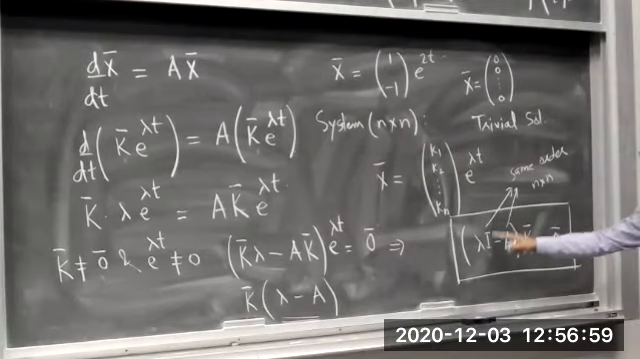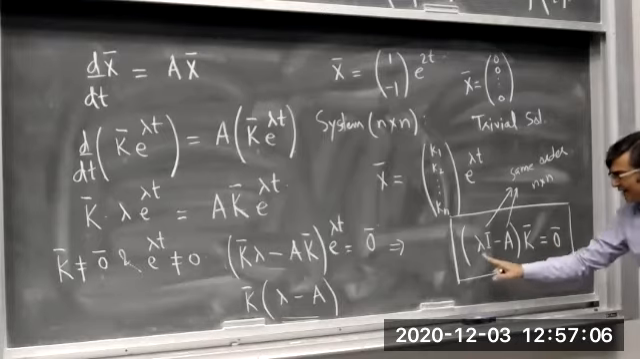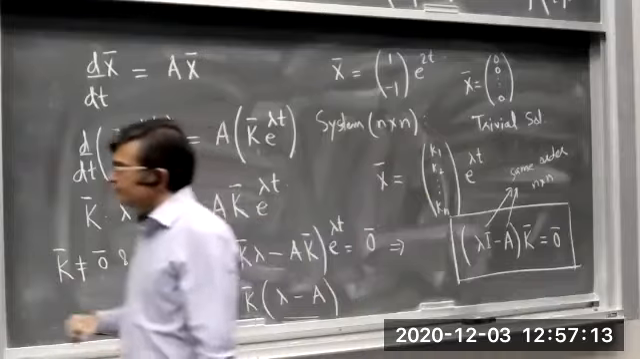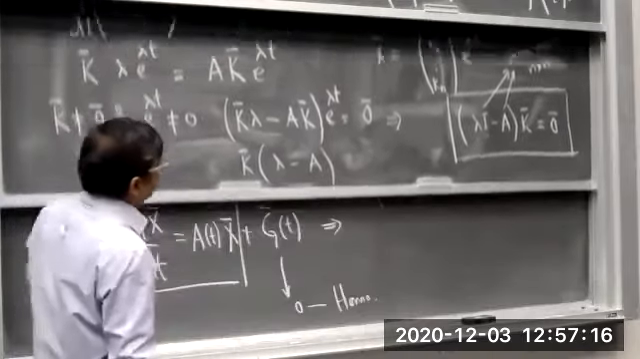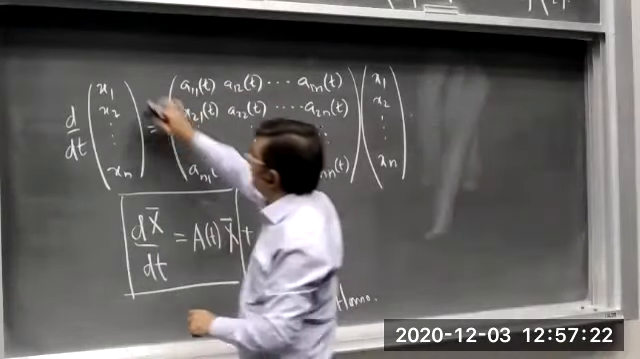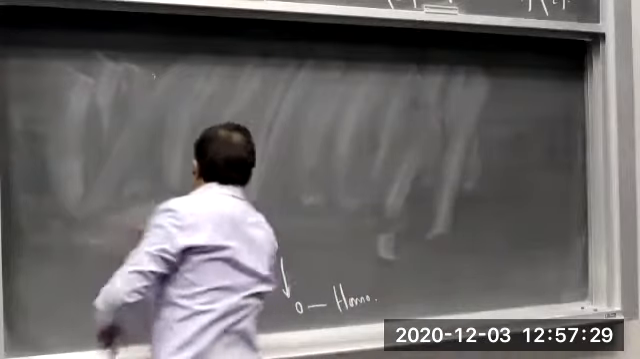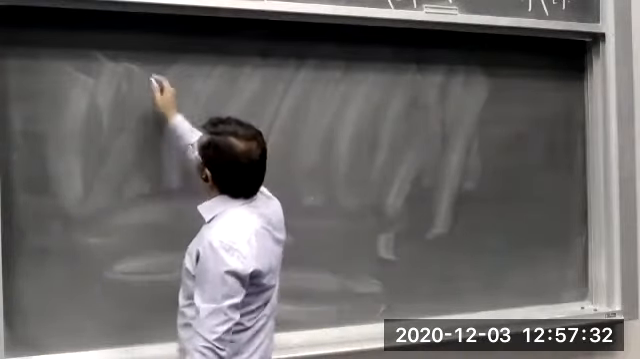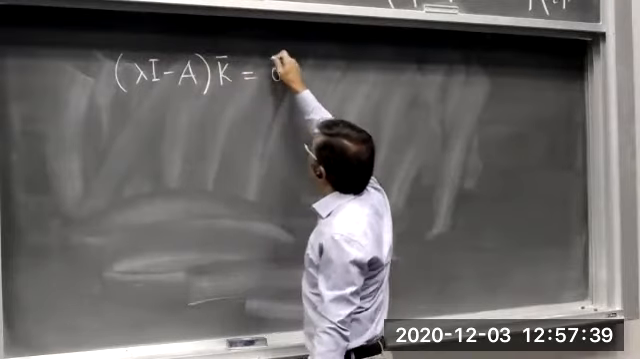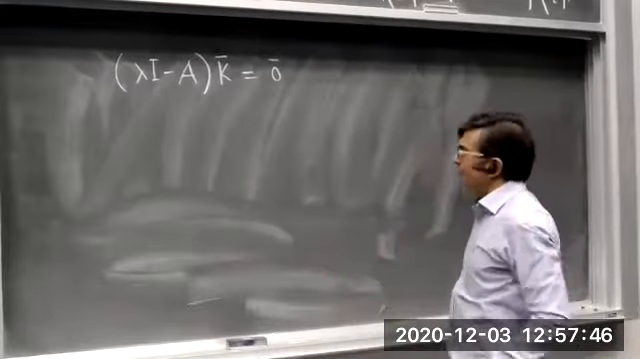This equation helps us to find the unknown vector k and lambda, which is here in the exponential power. We start with the same equation: lambda I minus A times K vector is equal to zero vector. Yahan pe zero vector aayega, not only zero, because the right and left hand side is a vector, so right hand side must be a vector as well.